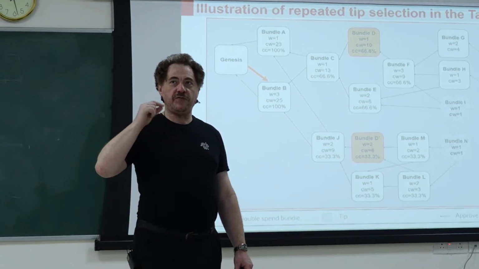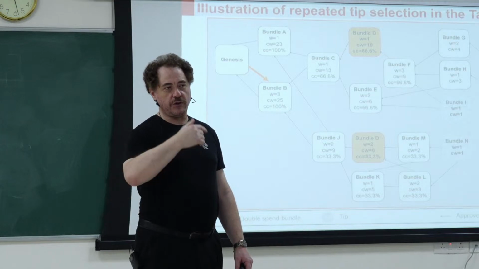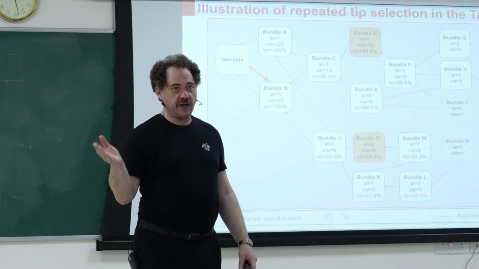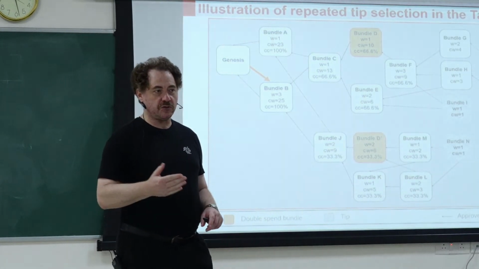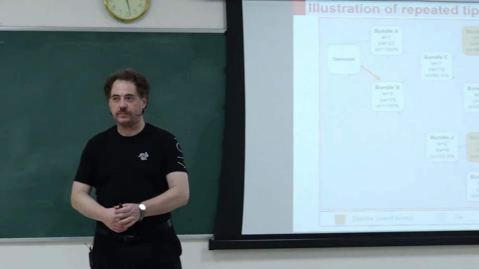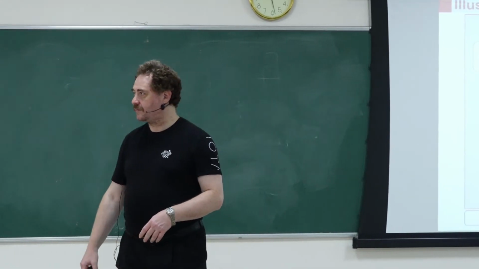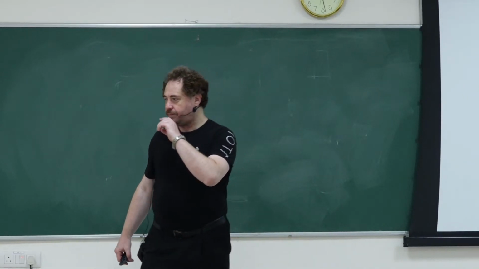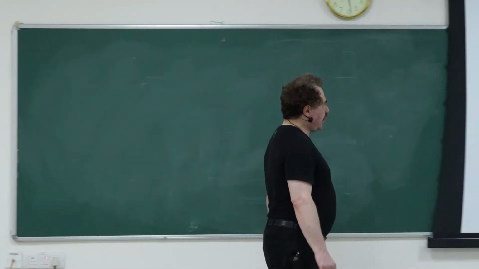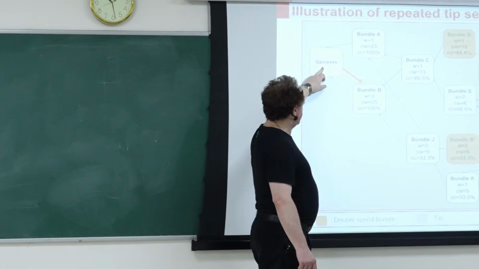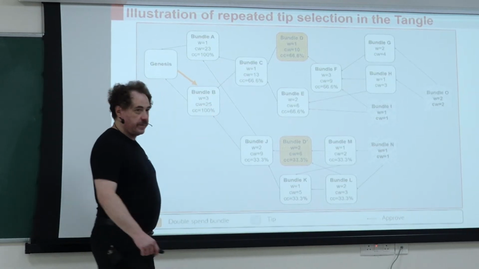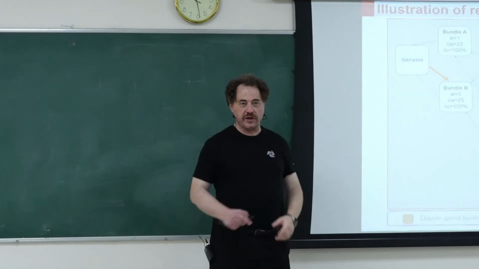If the graph contains loops, I can go indefinitely in the loops. However, a directed acyclic graph doesn't have any cycles. So the process would always stop. All right? Okay, so how does IOTA use this algorithm? The random walk always starts with the genesis block. Now from the genesis block, I can go to bundle A or I can go to bundle B. Which way I choose, I flip a coin.